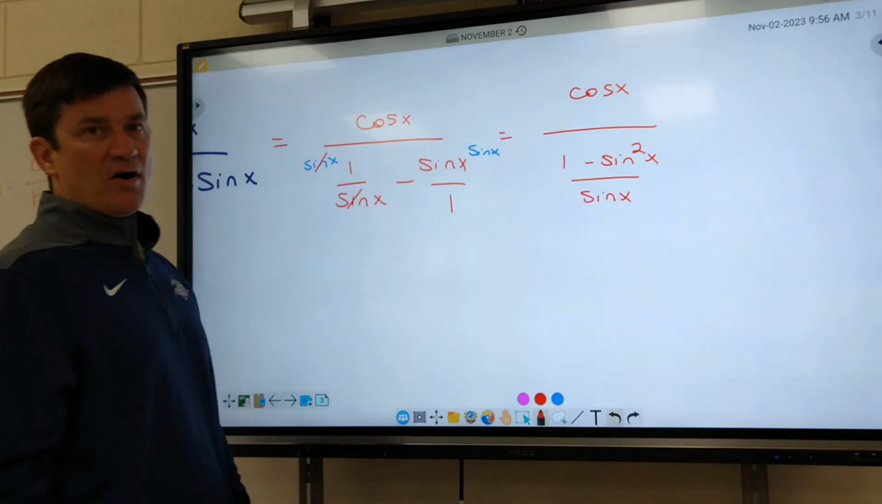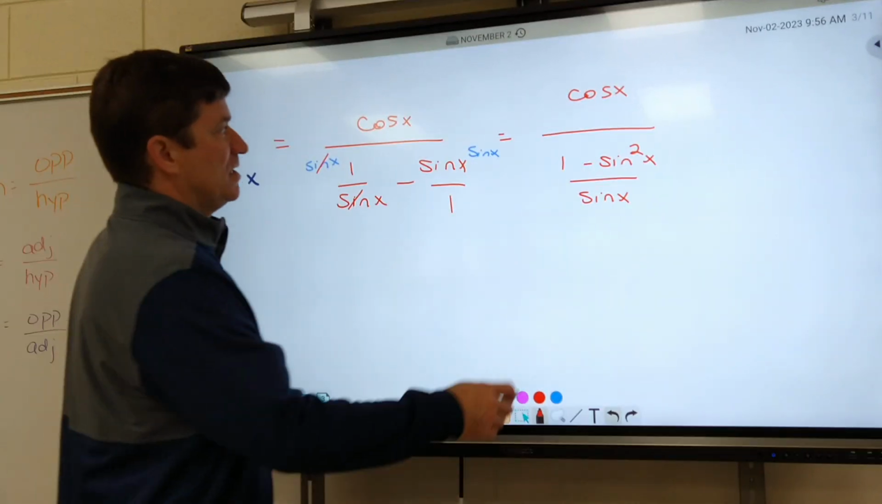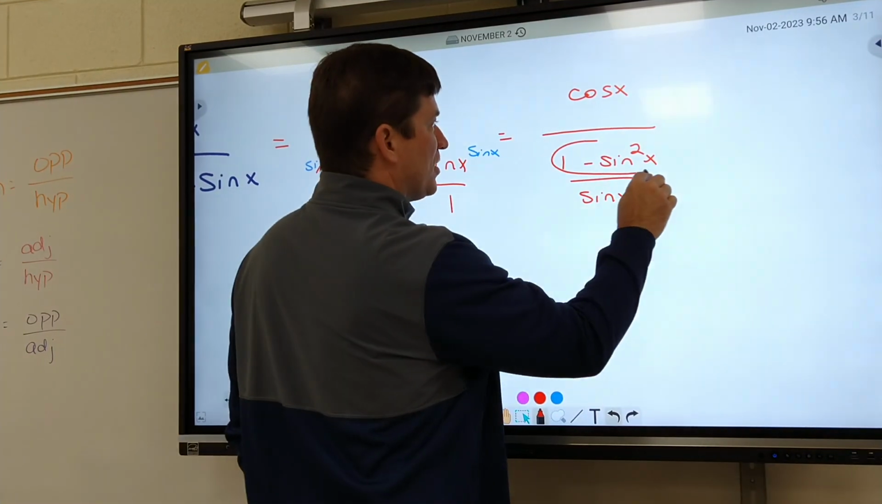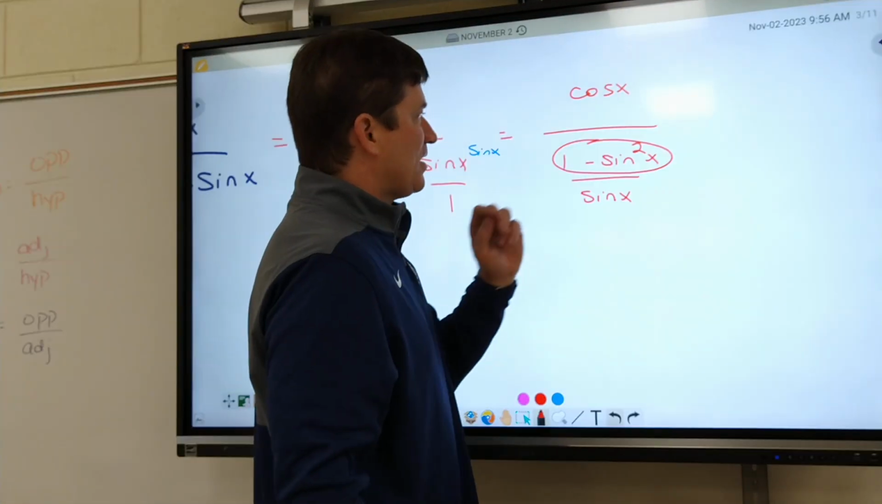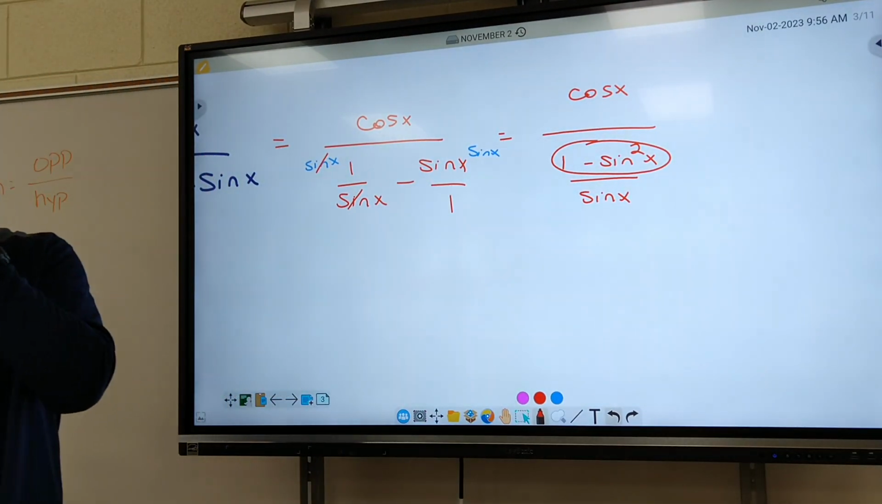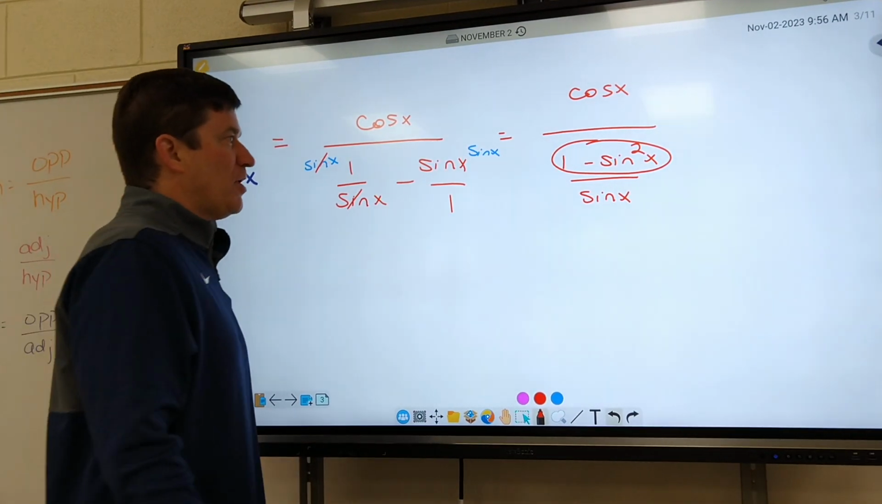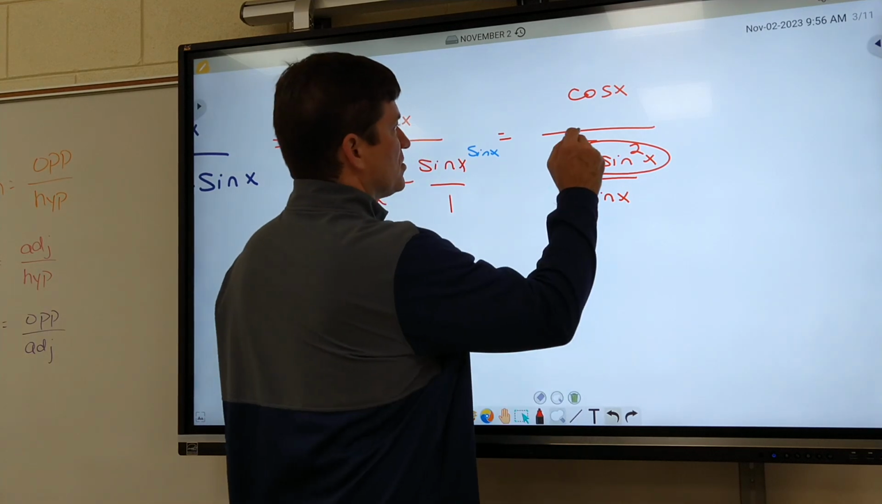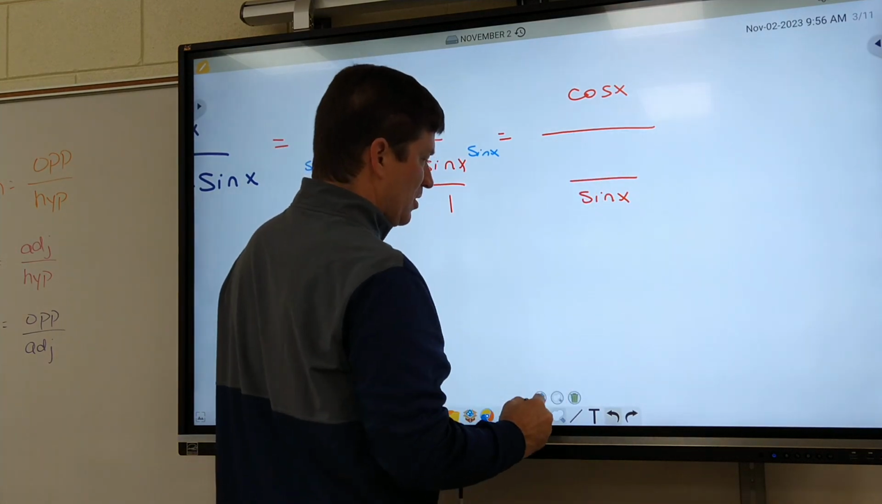All right, is everybody caught up? All right, Ashlyn, look at this right here on top. Before I do keep, change, flip, I think I can change that into something. I think that's one of our formulas. Check your sheet. Tell me what 1 minus sine squared changes into. So I'm going to erase that and put cosine squared.